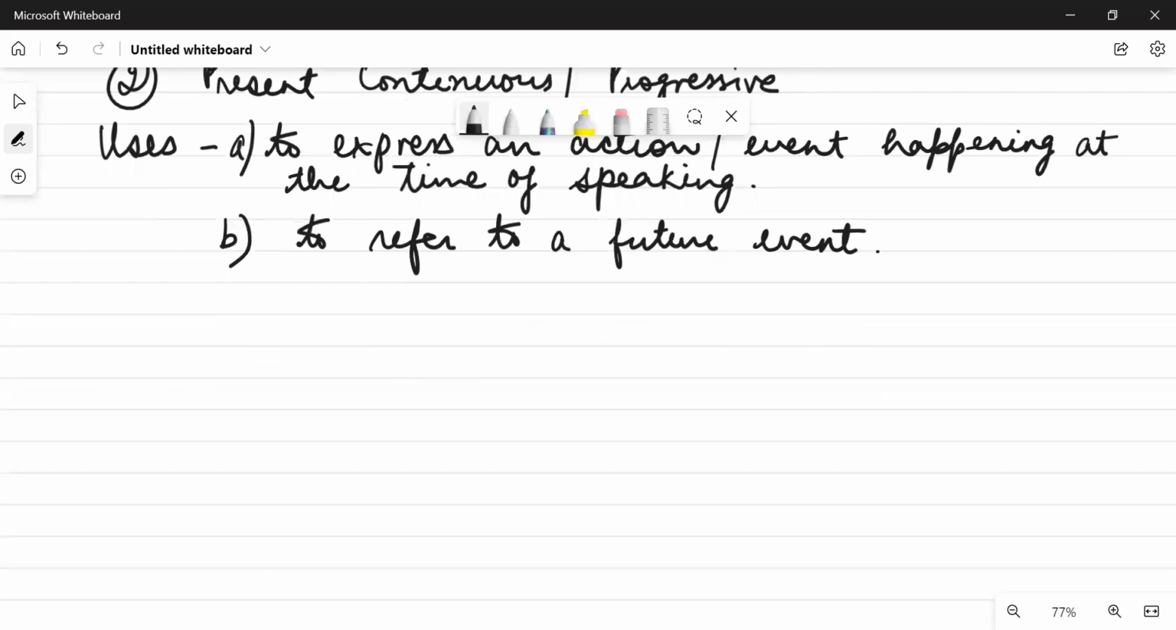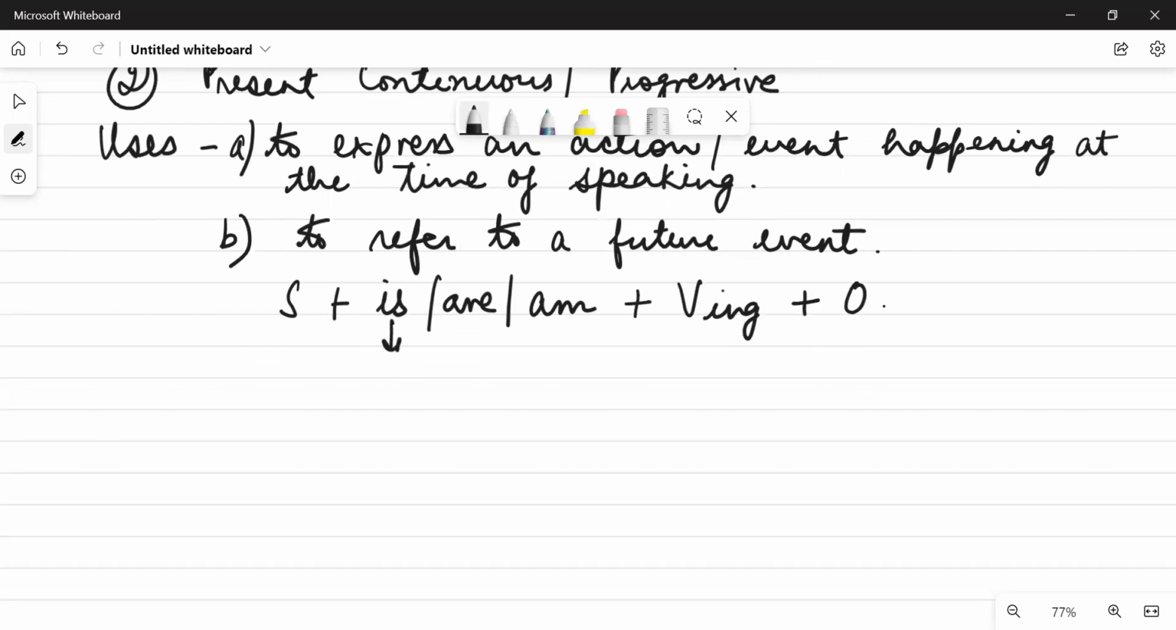Now let's talk about its formation. Subject, of course, is there. Is, are, am. These are the helping verbs. Like in simple present, do, does were the helping verbs that we were using. Here is, are, am are used with the ing form of the verb and then the object. Now please understand, is is used with singular subjects, are with plural subjects, and am is used with I only.